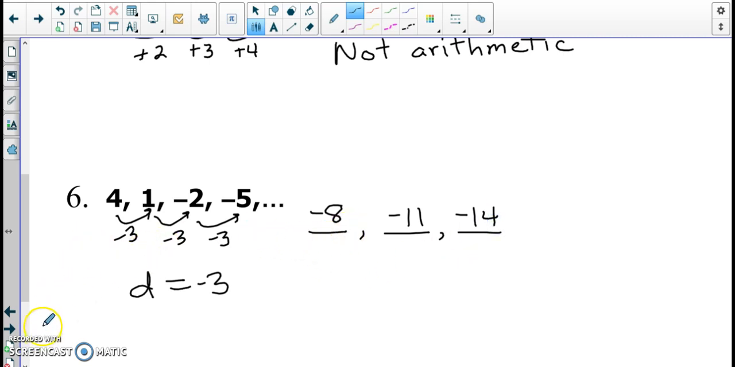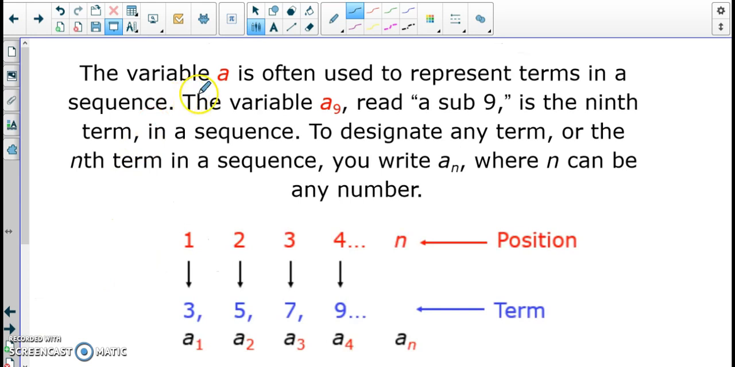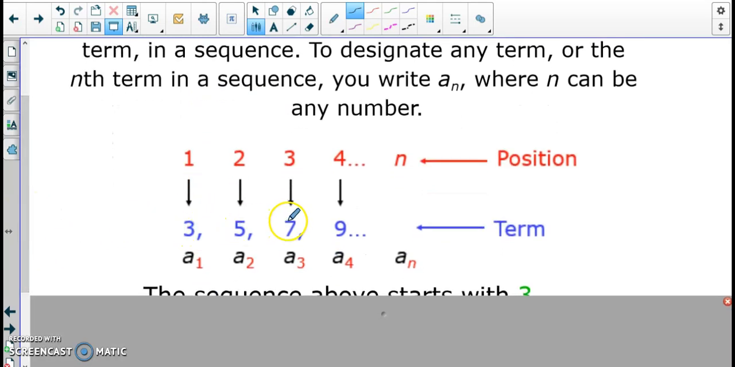All right, now this next slide isn't on your guided notes. So just pay attention for a second, and then we'll get to the next piece. This is how we develop a formula to figure out any term in any position, and just a little bit of notation. The variable a is often used to represent the terms in a sequence. When you see this notation, we read that as a sub 9, an a with a little 9 next to it. It means the 9th term. Okay, so if we want to talk about any term, we use a sub n, where n can be any number. So the first term in this sequence, 3, 5, 7, and 9, would be a sub 1, a sub 2, then a sub 3, then a sub 4.